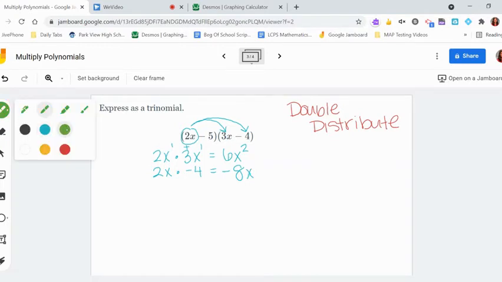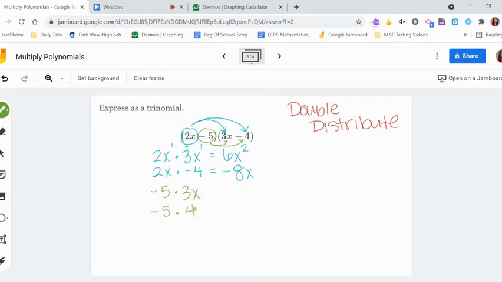Now I'm going to do the same thing, but with the -5, and pretend like that's my only thing here. -5 is going to get multiplied by the 3x and the -4. -5 times 3x and -5 times -4. Notice in both sections of distributing, I'm distributing to a 3x and then a -4. All right, so -5 times 3 will give me -15, and there's an x on the 3 that just comes along. And -5 times -4 is just +20.